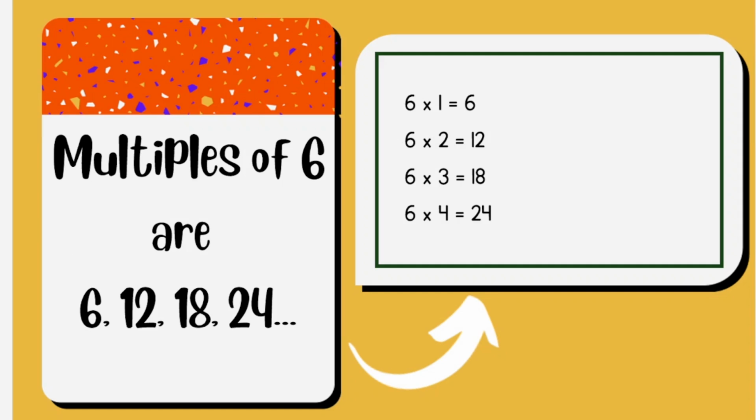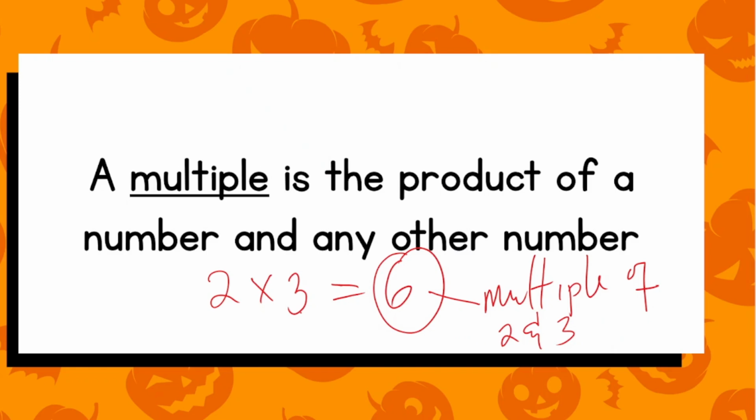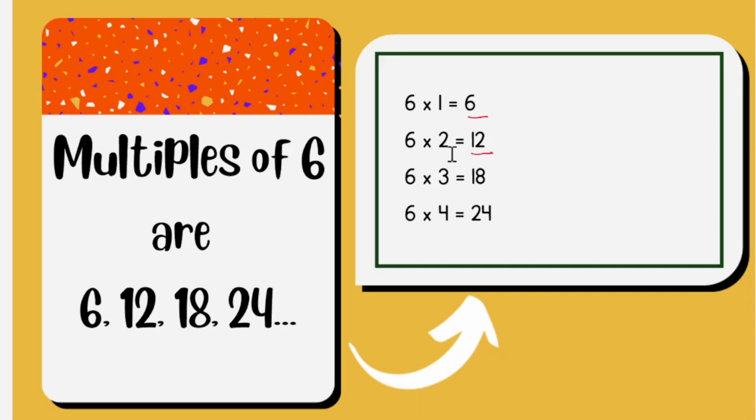But before we look at that, let's look at multiples of 6: 6, 12, 18, and 24. That is the numbers you get when you multiply 6 by other numbers. 6 multiplied by 1 gives us 6. 6 multiplied by 2 gives 12. So you can see that it is 6 you are multiplying by another number. That's why I said a multiple is a product of a number and any other number. So now that we're multiplying 6 by other numbers, the answers we are getting are the multiples of 6. That's why we have 6, 12, 18, and what? 24. I hope I'm making sense.